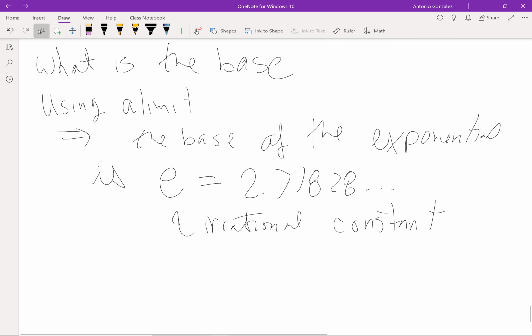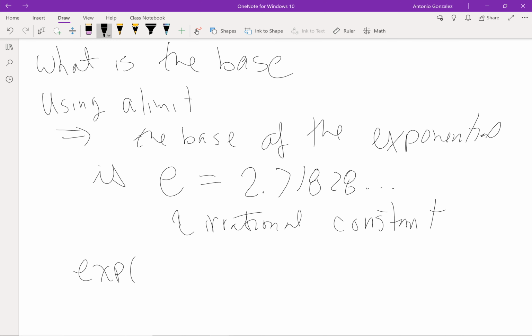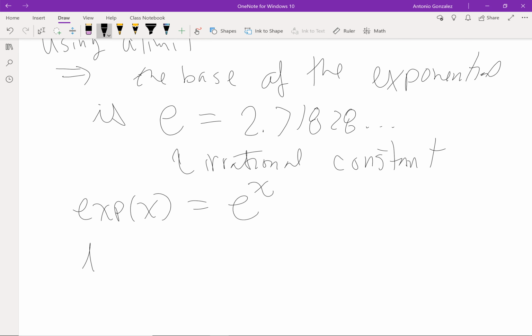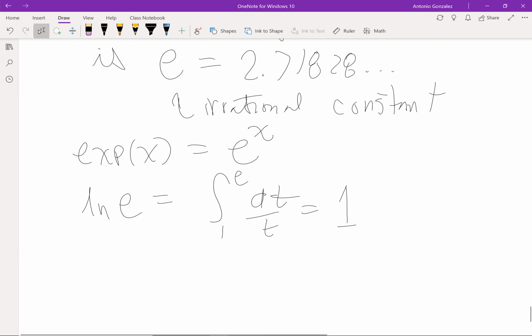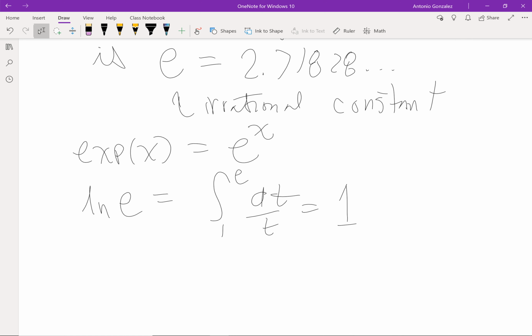In other words, the exponential of x is the same as our exponential function e to the x. In fact, we'll be using this notation throughout the rest of our work. Instead of exp, we'll use e to the x. Now, what does that mean? That means that the natural log of e is the integral from 1 to e of 1 over t, which is equal to 1.